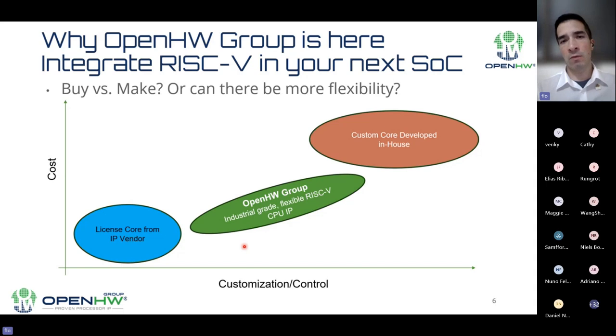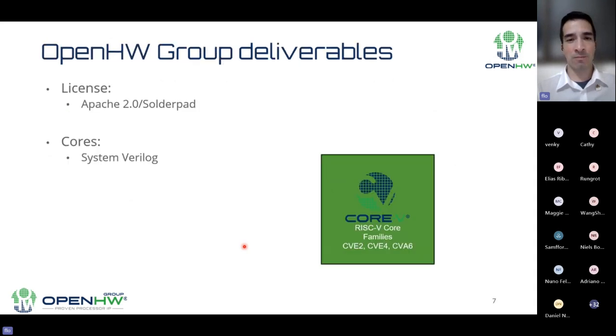So what is the Open Hardware Group providing? Let's dive a little into our deliverables. The core deliverable of the Open Hardware Group is our RISC-V cores. We have a family of cores, three members currently: CVE2, a deeply embedded core; CVE4, more a microcontroller unit type; and CVA6, which is a Linux-ready application core. The cores themselves are under the Apache 2.0 license with Solderpad on top.